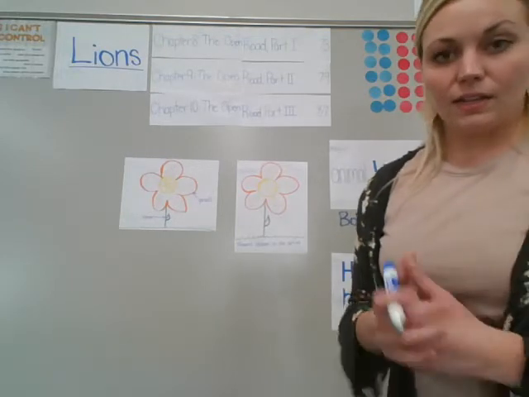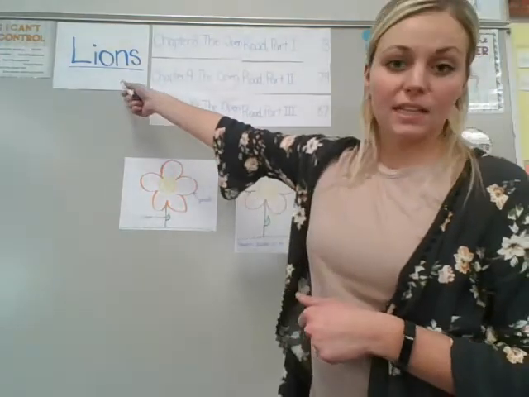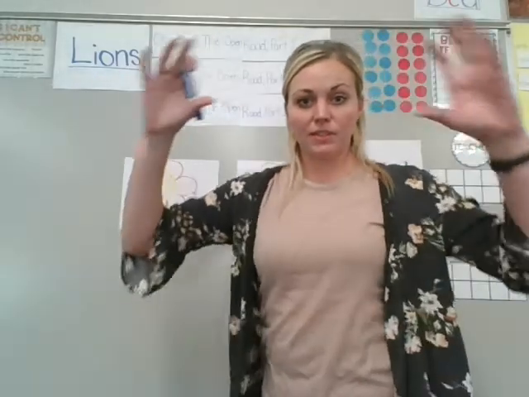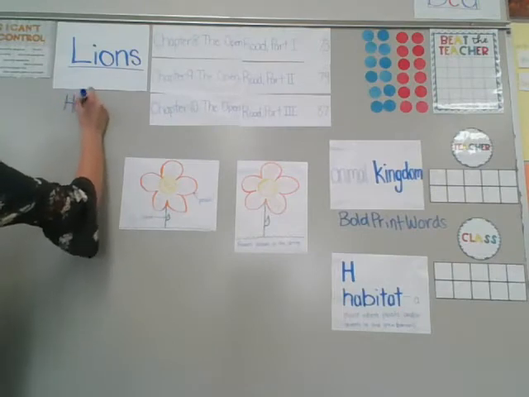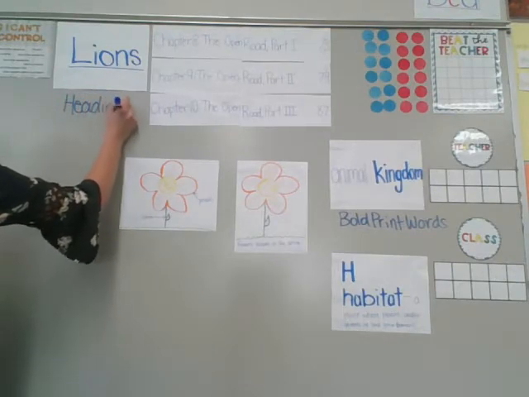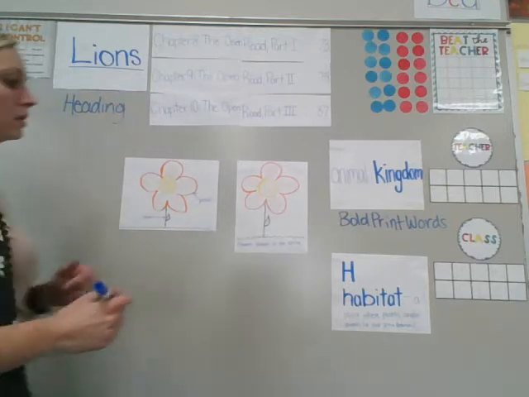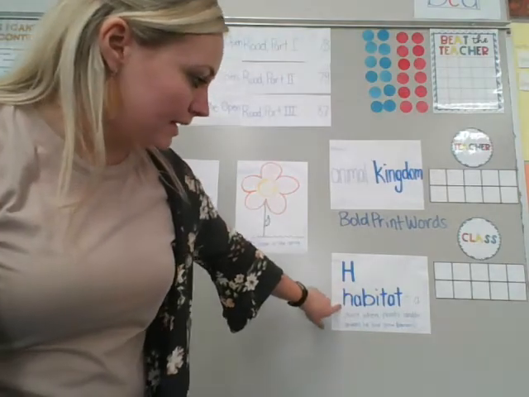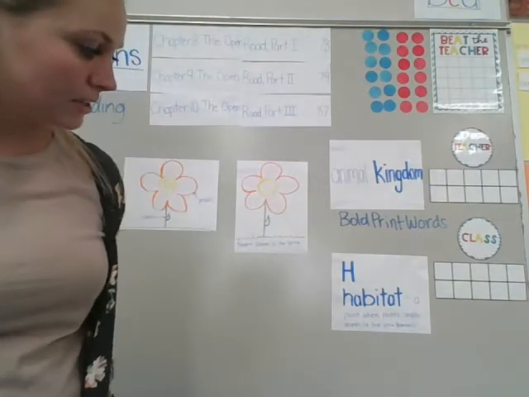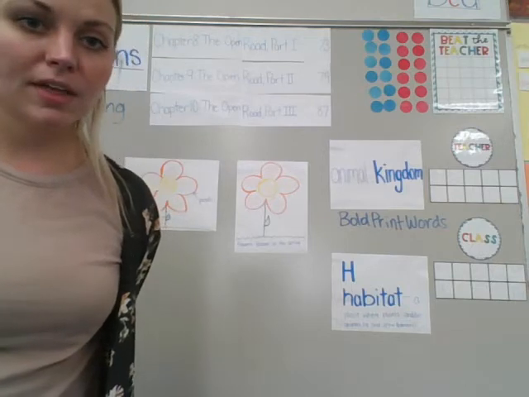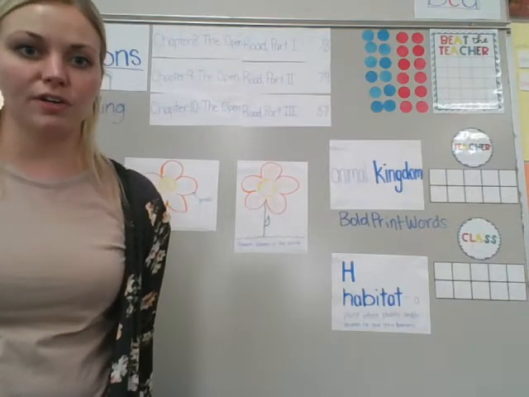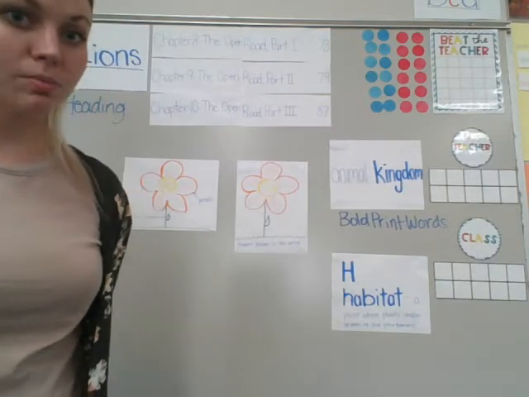Okay. Next, since that was bold print words, this one is probably heading, right? It's what would be at the top to tell me what the text is about. Okay. So then this one says H, habitat, a place where plants or animals live and grow. Well, that's giving me the definition of something, and I know that the glossary is where I can go to look for the definition of something. So I say that's probably the glossary.